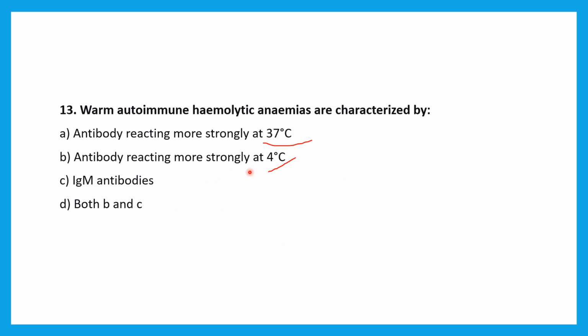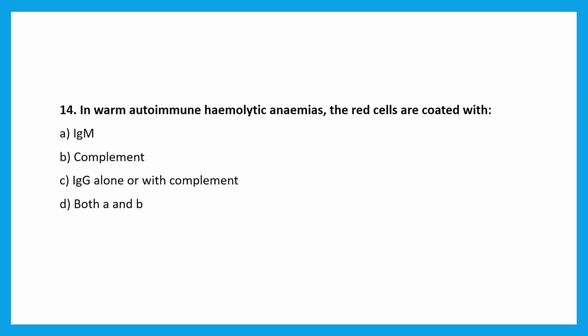So this leads to what is known as extravascular hemolysis, primarily that is seen in what? In the spleen, as we discussed. So from this statement I've said, you'll be able to, of course, agree with me that antibody reacting more strongly at 37 degrees is the correct answer here. All right. Question number 14.